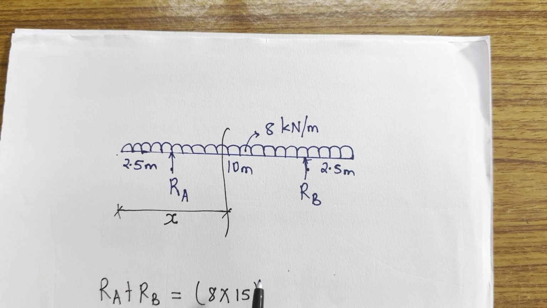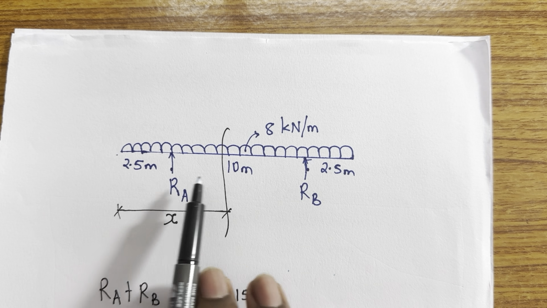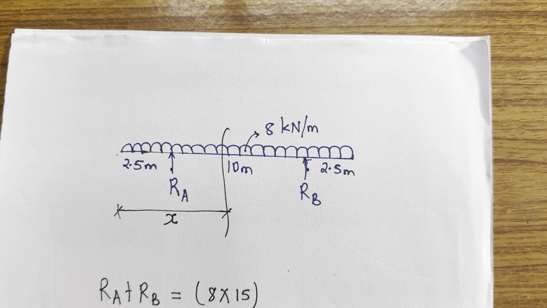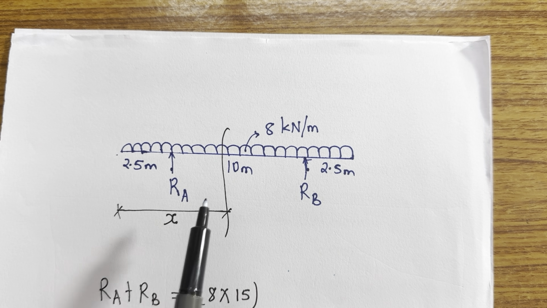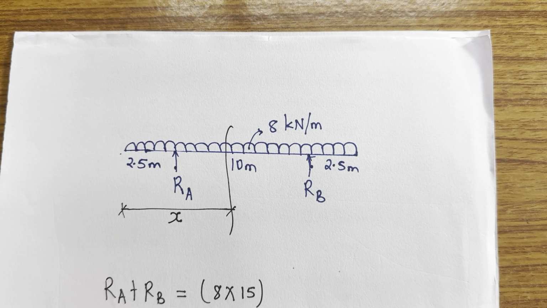Then the middle part, which is a simply supported part, has a length of 10 meters. Now if this is your UDL, the most important thing is first of all to find the moment, because from the moment we get the eccentricity, and from the eccentricity we can draw the cable profile.